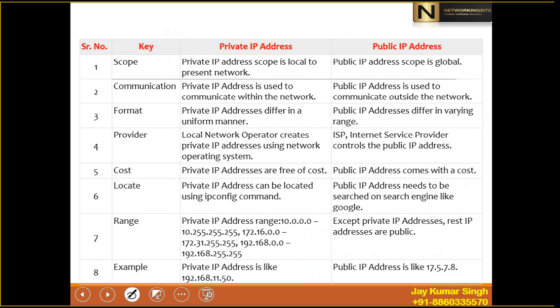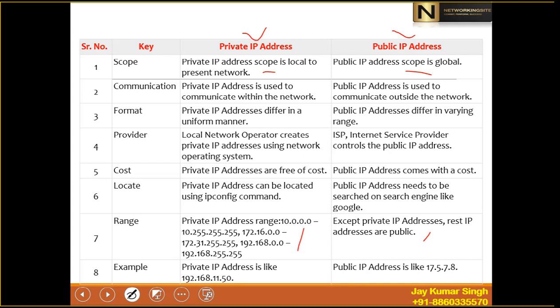So these are some scopes where we can use private IP addresses and where we can use public IP addresses. Private IP address is used for the local network and public IP is used for WAN, internet, global communication. These are the ranges we are using here. And what is the range of public IP? Except private, all is public.